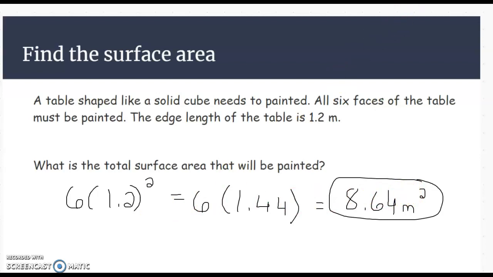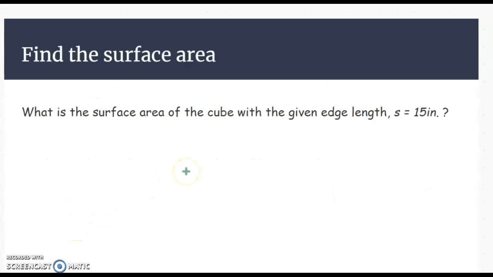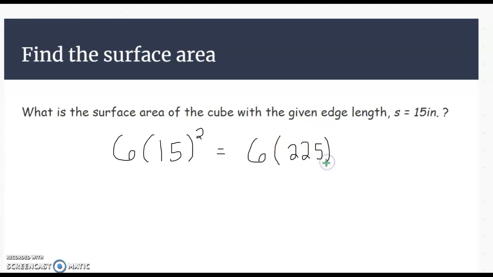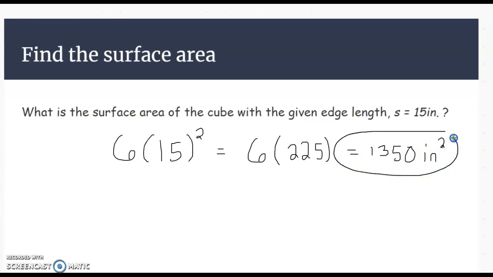Okay, let's look at another one here. What's the surface area of a cube with a given edge length of 15 inches? Side is 15 inches. Alright, so 6 faces, one side is 15, and that side needs to be squared. 15 squared is 225. If you take 225 multiplied times 6, we get 1,350. Surface area of this cube, 1,350 inches squared.